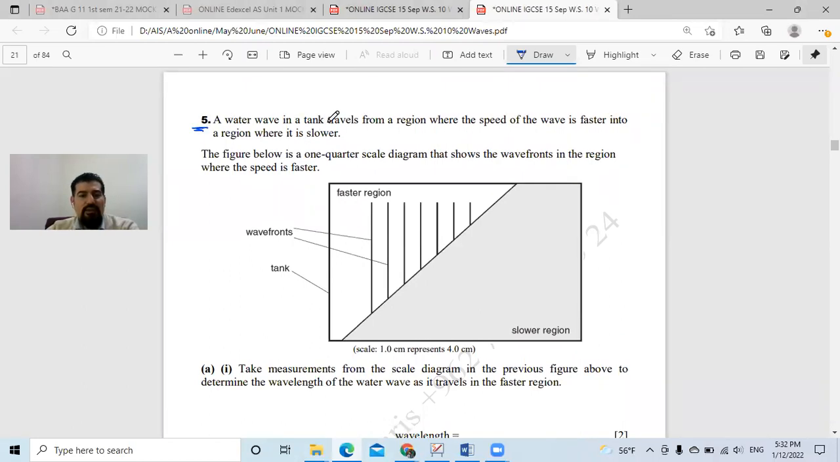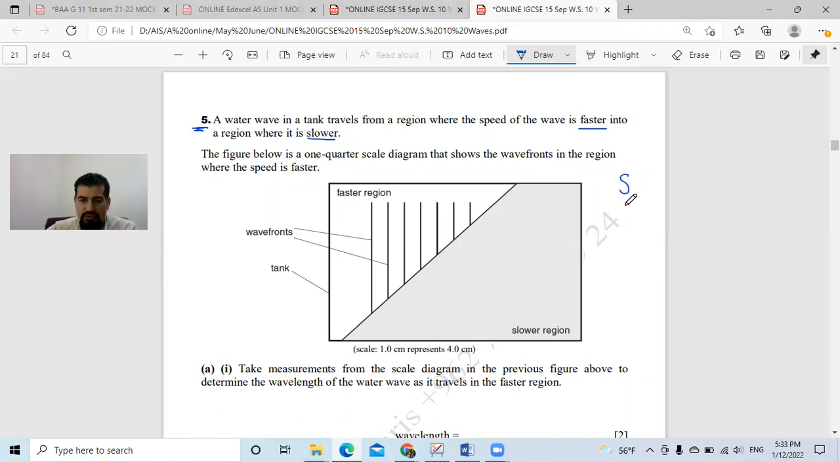A water wave in a tank travels from a region where the speed of the wave is faster into the region where the speed is slower. So they tell us that there is a change in medium from one to another, okay? So from fast region to slow region. And I told you to remember the six S's. What are the six S's?